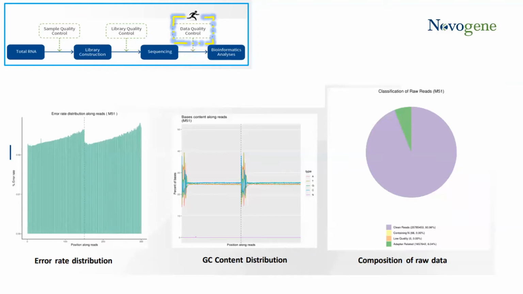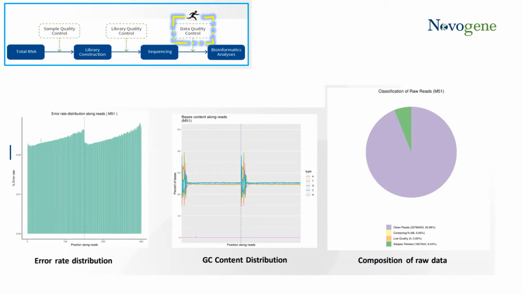Next, we have our data quality control. The main things we look at are first our error rate distribution, GC content distribution, which can be perturbed if our reagents are not perfect or if something goes wrong during the sequencing reaction, and the composition of the raw data. Furthermore, we have a triple data filtering system where we filter for reads containing too many uncertain base calls, we filter for too many low quality base calls, and we also filter for any read that appears to have a part of or all of the adapter.